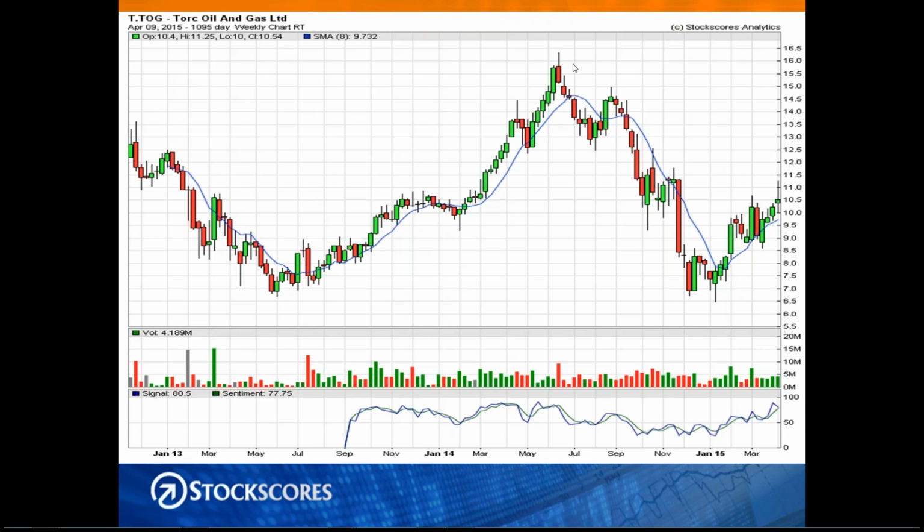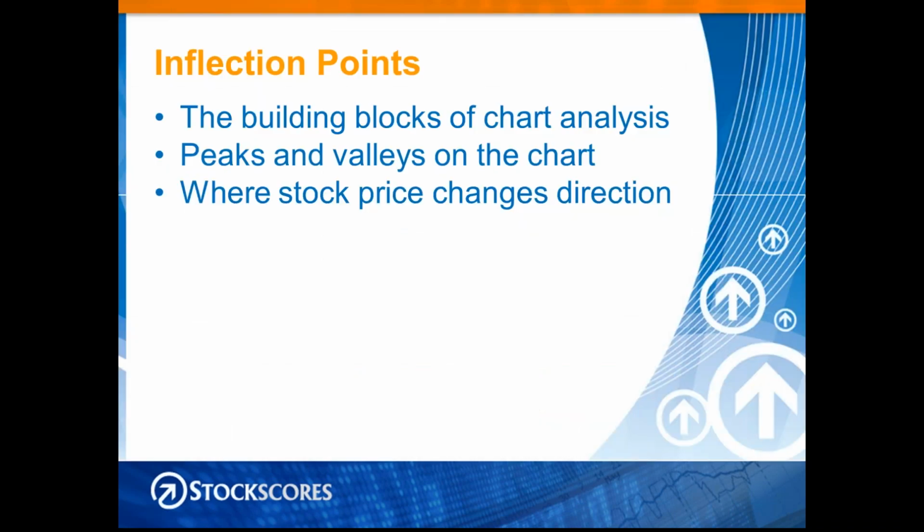All right, so let's now get into one of the key concepts of reading a stock chart, something called inflection points. Inflection points are the building blocks of chart analysis. They're really the dots that we are going to use to connect to determine whether the stock is worth buying or worth selling. It's the first real building block, the key base concept that we have to use to determine when we are going to enter and exit.